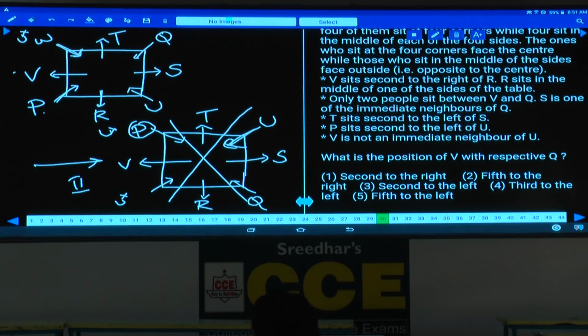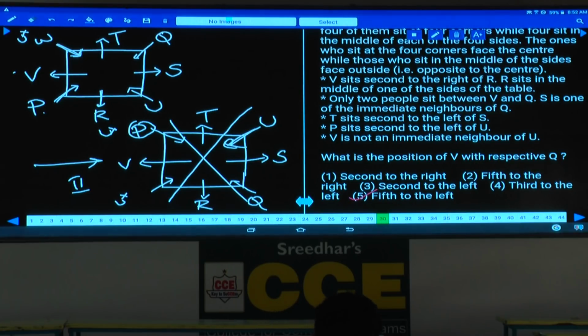Third to the left and fifth to the left. And what is the position of V with respect to Q? 1, 2, 3, third to the right, or 1, 2, 3, 4, 5, fifth to the left. And between these two, what is given here? Fifth to the left is given. Hence, choice 5 is the answer.